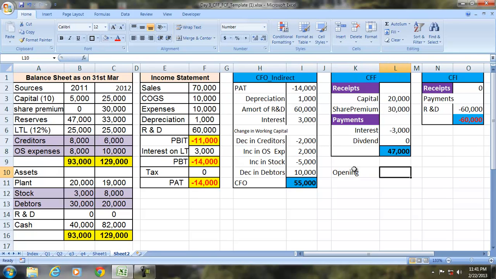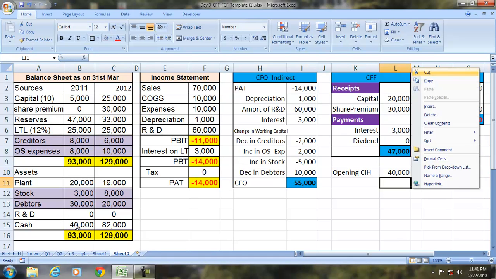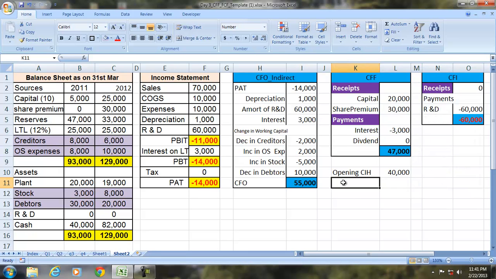So opening cash in hand is 40,000. CFO is 55,000. CFF is 47,000, and CFI is 60,000 negative.